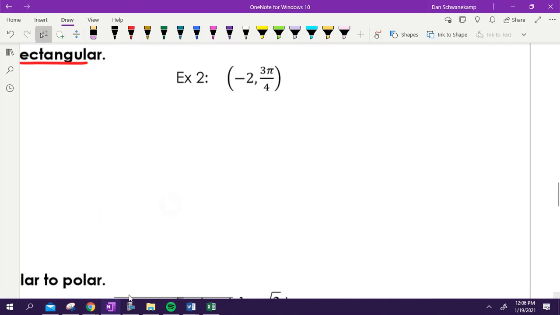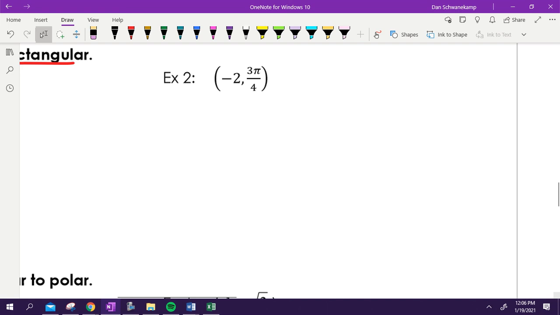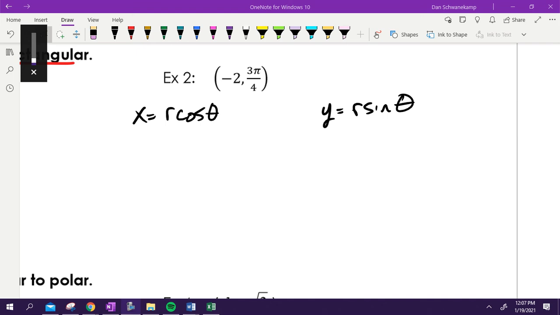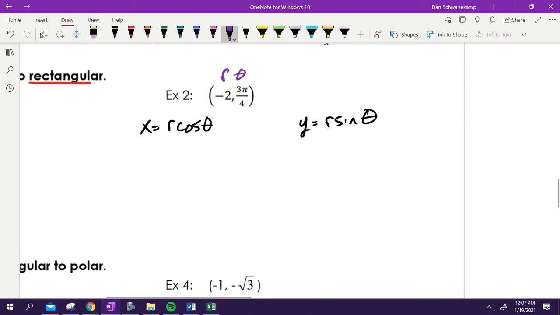Okay, work with your neighbor. Try and do the second one: negative 2 comma 3 pi over 4. Convert it. All we've got to do here is plug into our two formulas. Again, they gave you r and theta. We're going to rectangular form. Rectangular form means in the end, I want to get x and y. So just be able to set it up.